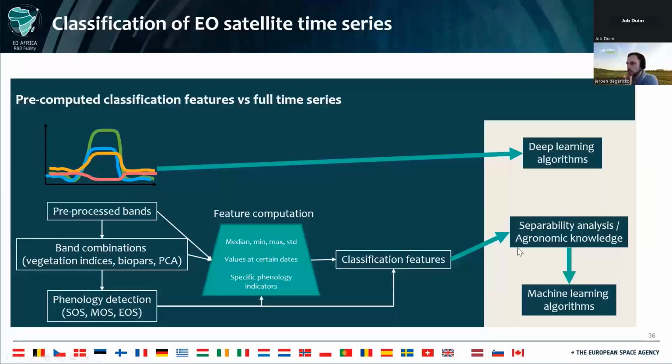And this is what I mentioned here. This selection of relevant features, either you do that based on your knowledge of what you're studying, or you can do this based on a separability analysis. There, you compute a bunch of these potential classification features, and then you check, for instance, in a crop type mapping approach, which features are most relevant to make the distinction between the crop types of your interest. Based on that analysis, you retain a few features that you feed to your machine learning algorithms.